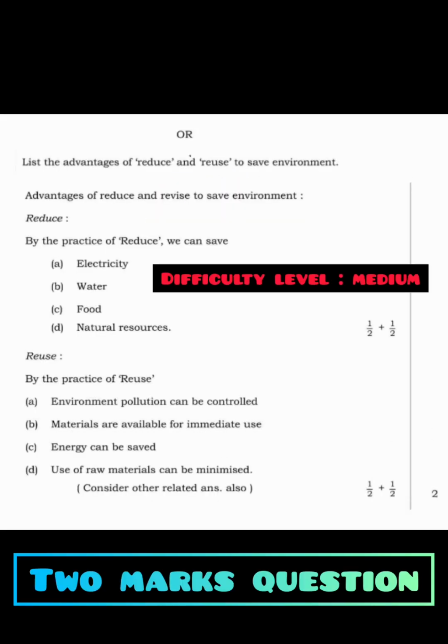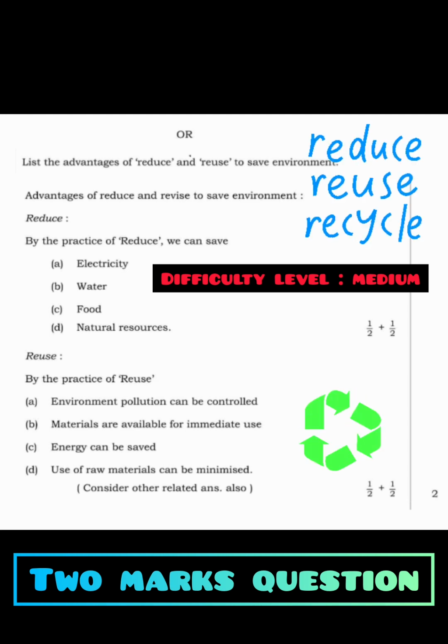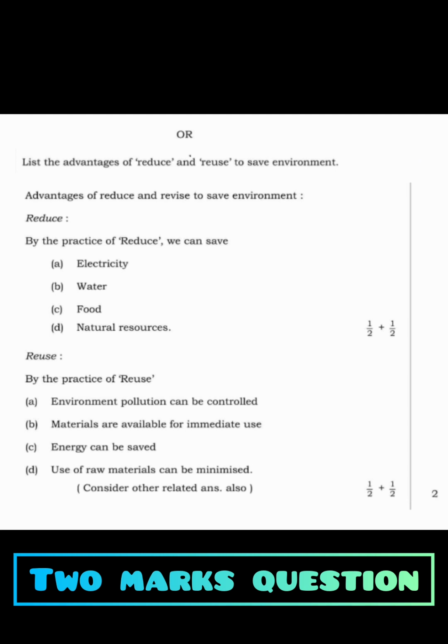Next we go here. Optional question: List the advantages of reduce and reuse to save the environment. First, reduce. By the practice of reduce, we can save electricity, water, food, and natural resources. Reuse. By the practice of reuse, environmental pollution can be controlled, materials are available for immediate use, energy can be saved, and use of raw materials can be minimized.